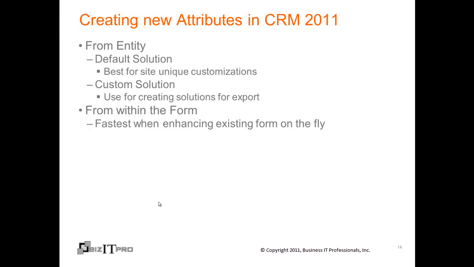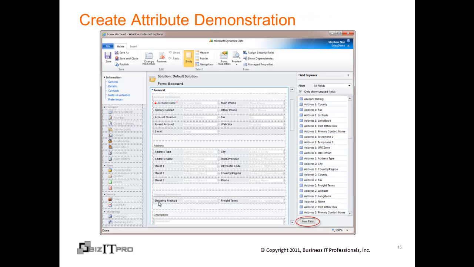And then finally, from within the entity form or forms themselves. And this is fastest when you're enhancing an existing form on the fly and need to add a new data element to the form that does not exist in the database. On the other hand, be cautious with this because it's so easy. You may forget to do appropriate database design. Make sure you're thinking about the appropriate places to put the data before you do this. So next, let's have a demonstration of creating a new attribute from scratch.